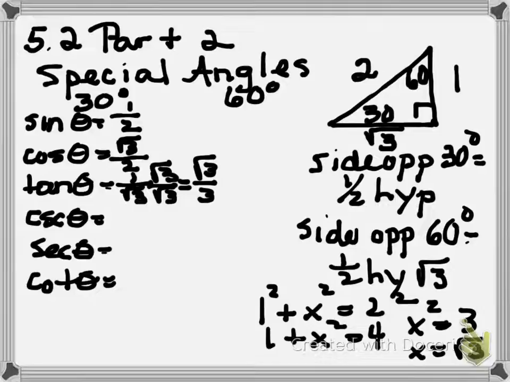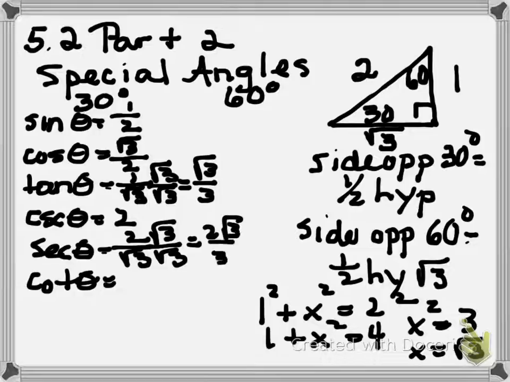The cosecant is the reciprocal of sine, so the reciprocal of 1/2 is 2. The secant is the reciprocal of cosine, so it's 2 over the square root of 3, but then we rationalize and get 2 square root of 3 over 3. And the cotangent is the reciprocal of tangent, which is the square root of 3 over 1, or just the square root of 3.